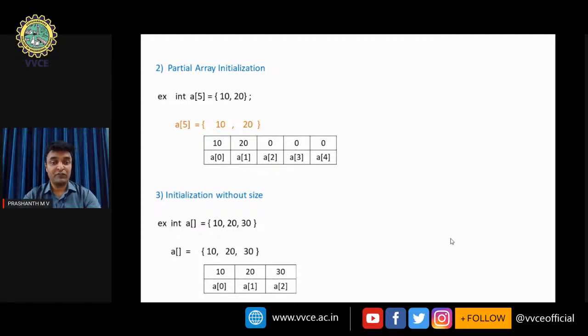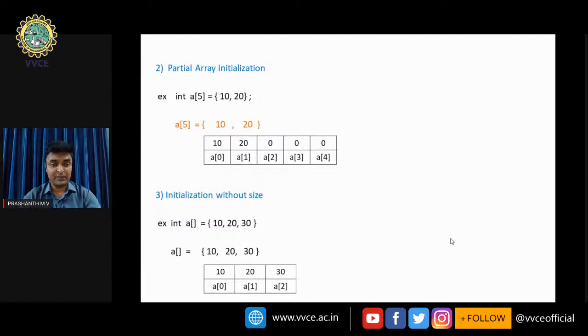So initialization without size. I am not mentioning any size here. I simply call the array without the index value or the subscript size value. Okay. So int a of only the brackets I will use. I'm not mentioning any size within that. Once I use that, I will simply give the values as 10, 20, 30 like that. Then the compiler will itself come to know the size of that particular array and it will store all those values to that particular positions.